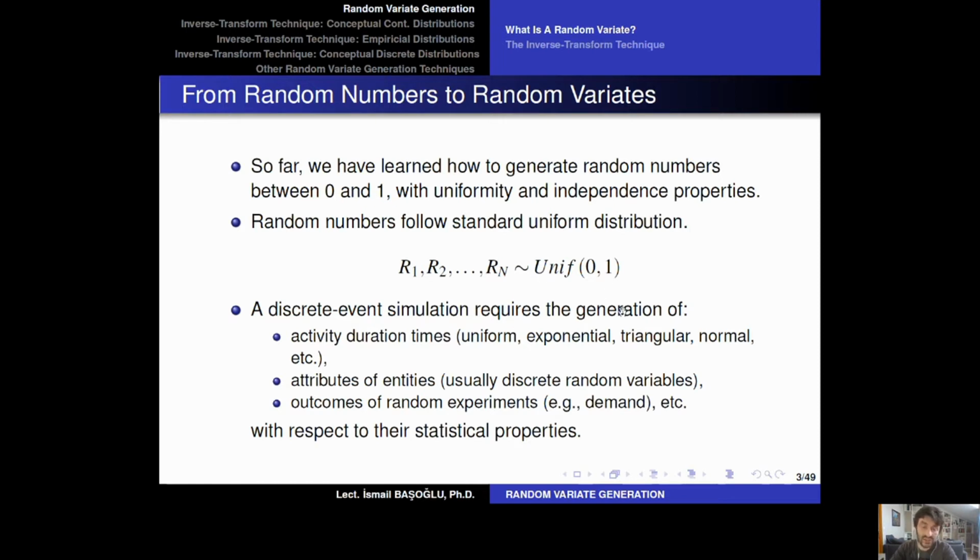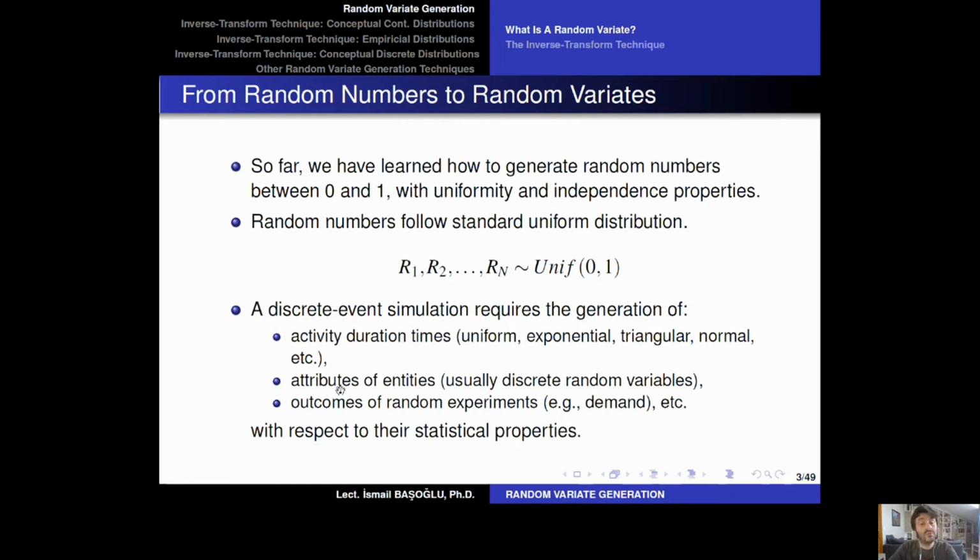Now, actually, in a discrete event system simulation, what we want to generate is not just in the form of a standard uniform distribution, right? For example, in order to generate the artificial history of the system, we would like to generate the activity duration times and in what forms of distribution they can have. So we have uniform distribution, exponential distribution, triangular distribution, or normal distribution. So the activity duration times can adopt any of these probabilistic models.